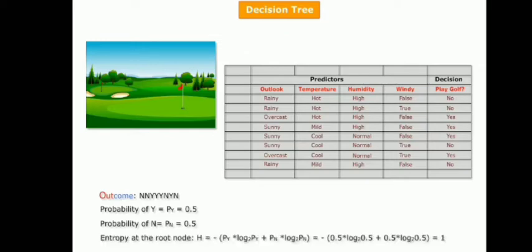Entropy at this root node is H = -py × log2 py + pn × log2 pn, which is equal to -(0.5 × log2 0.5 + 0.5 × log2 0.5), which is equal to 1.